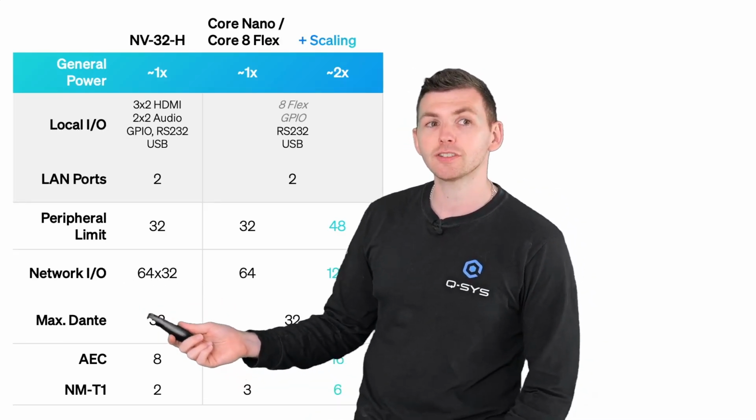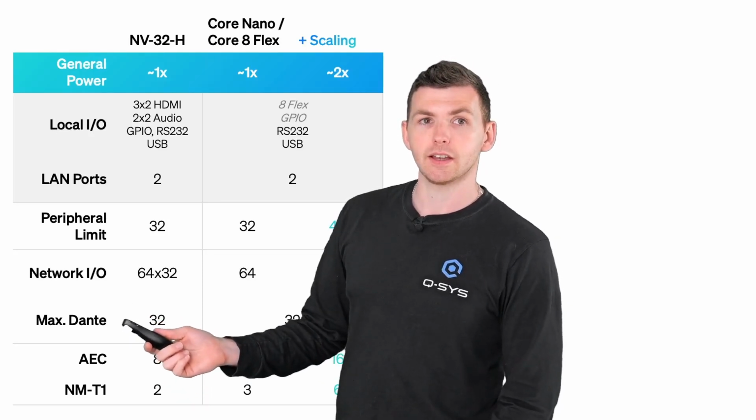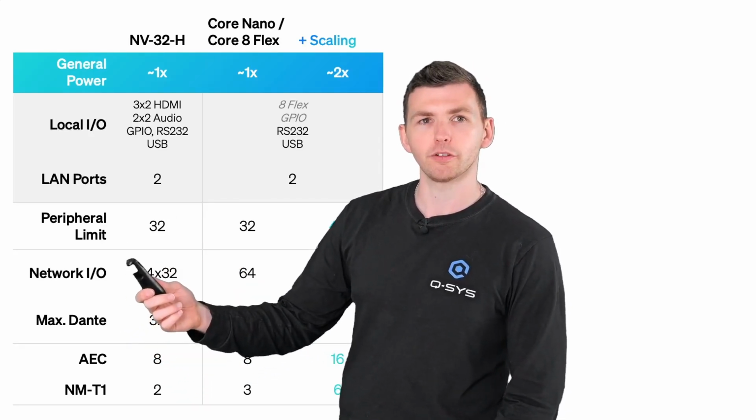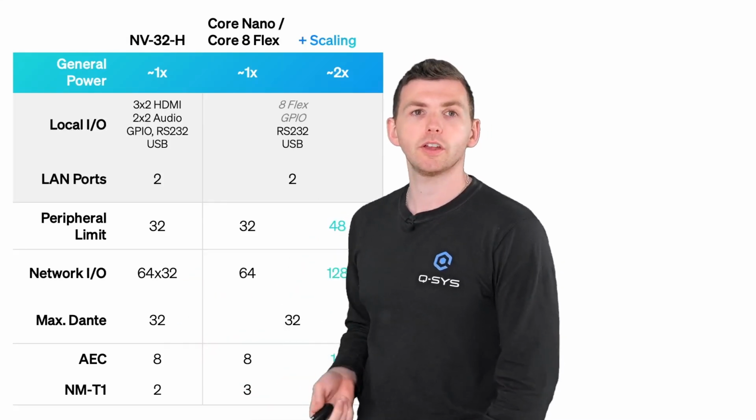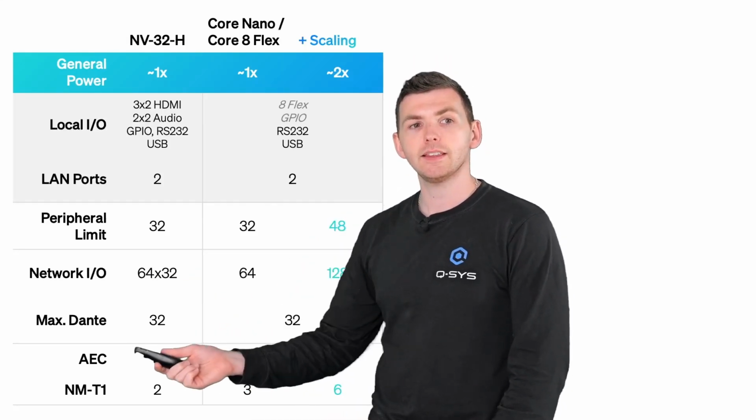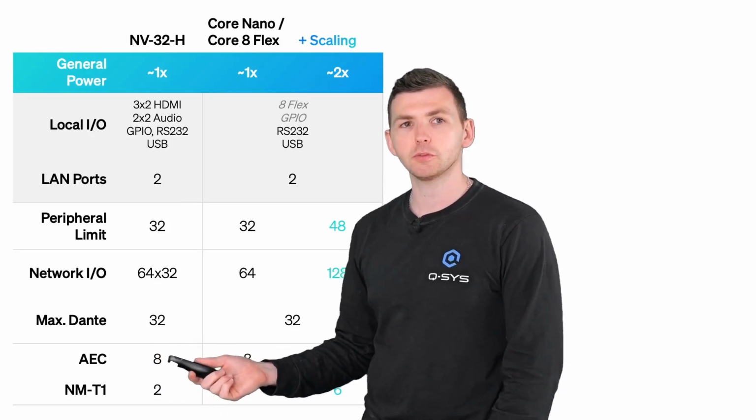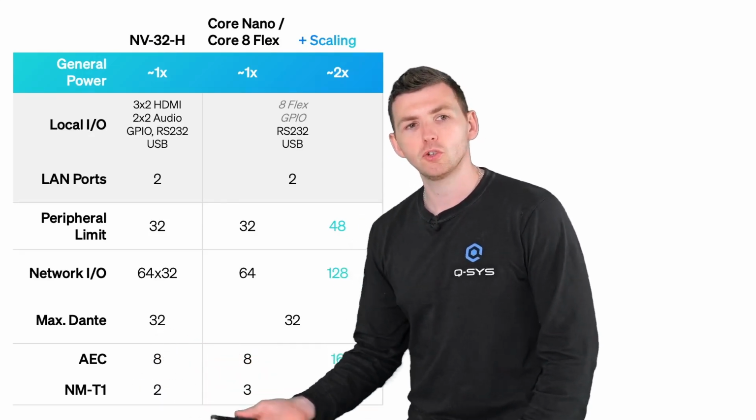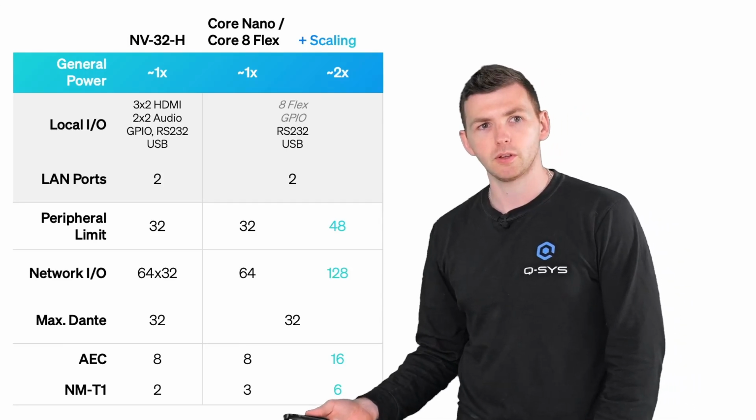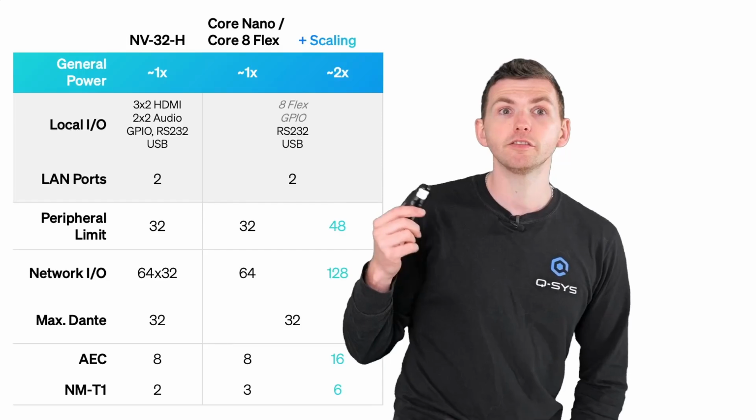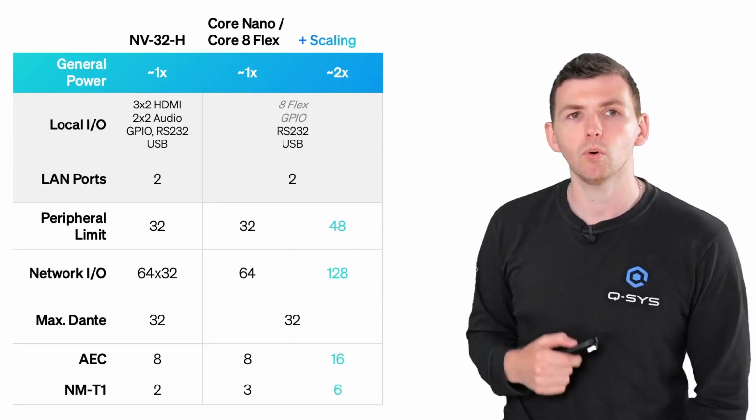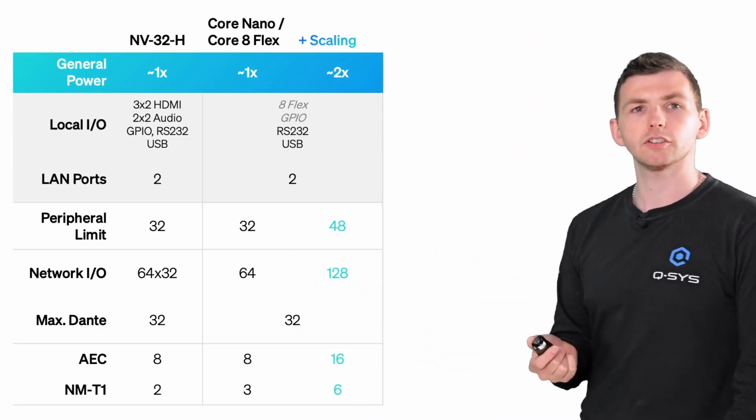Same Dante, though I should say it doesn't include any Dante, because it's sold as a peripheral. You can change it to core mode, but you can purchase 8, 16 or 32 Dante channels. And then the AEC and the general DSP are very comparable, but 2 NMT runs rather than 3, okay? So you can see it's roughly about the same processing, not exactly, but for many systems that's still more than enough.